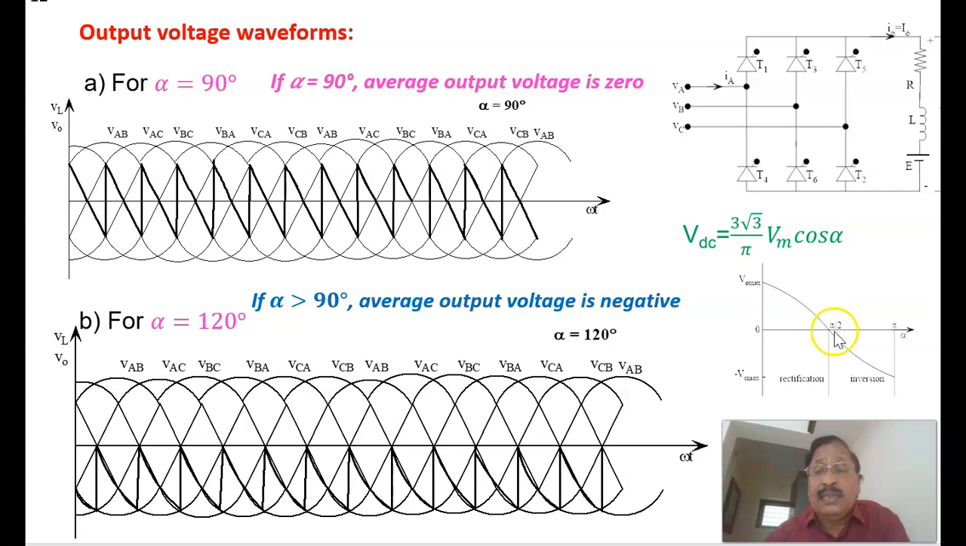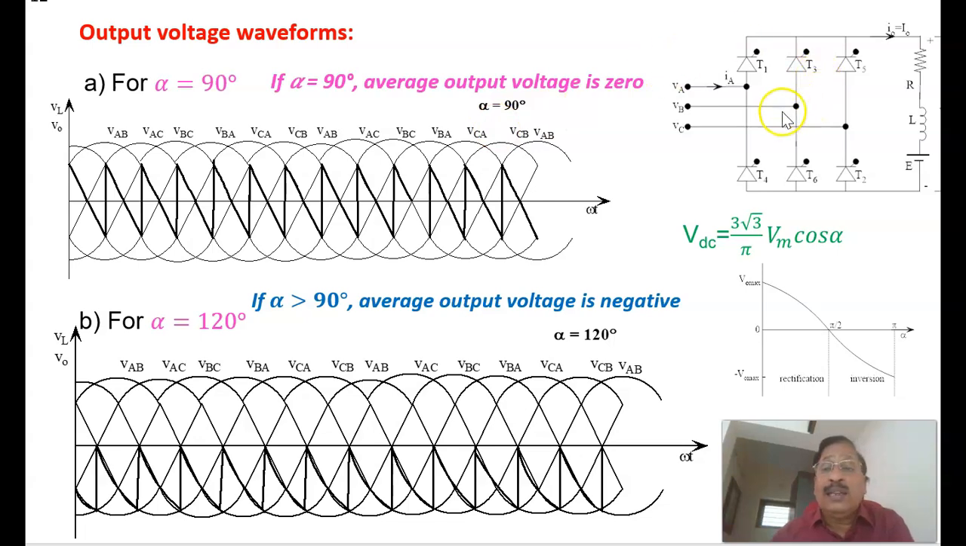Now, if the firing angle is more than 90, of course, this is equal to a negative quantity. In that case, if you have an active source, just like an RLE load in the case of a DC motor with back EMF, it's an active source here. If it is operated at a firing angle more than 90 degrees, the power will flow from the load into the source, and this converter will be working as an inverter, provided you are connecting an active load. Therefore, this is the inversion process when alpha is more than pi by 2. When alpha is less than pi by 2, it's called rectification operation.